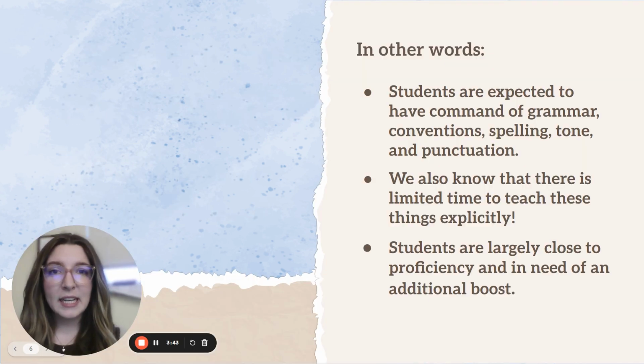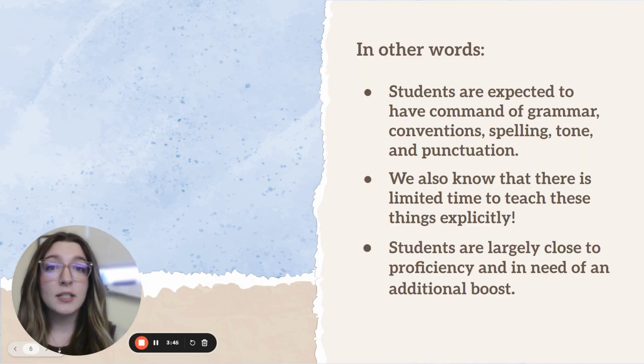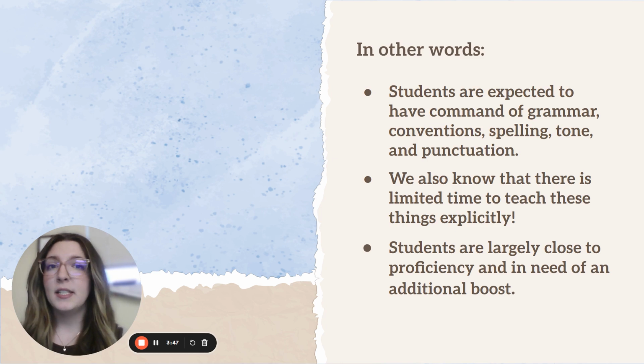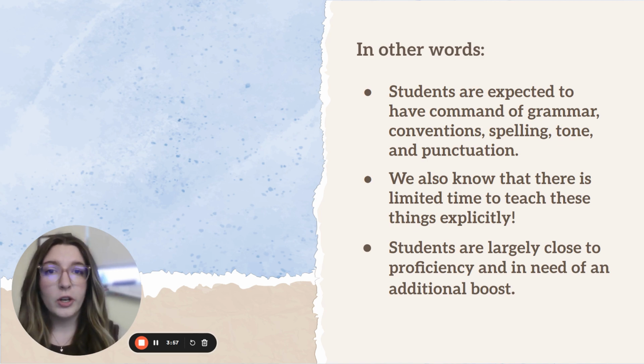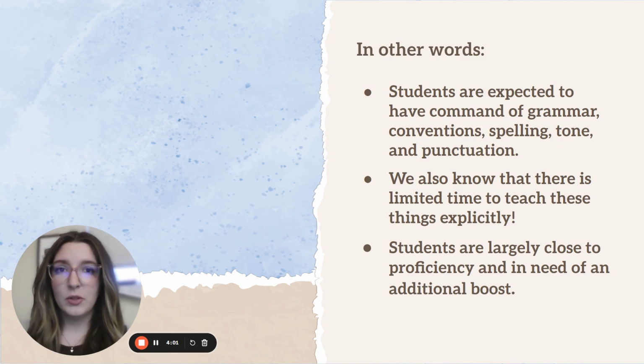What this data combined with the state standards shows us is that students are expected to have command by the time they're in middle school of grammar, conventions, spelling, tone, and punctuation. This is no longer when students are learning these skills. Once they're in middle school, they're expected to already know how to do these things.